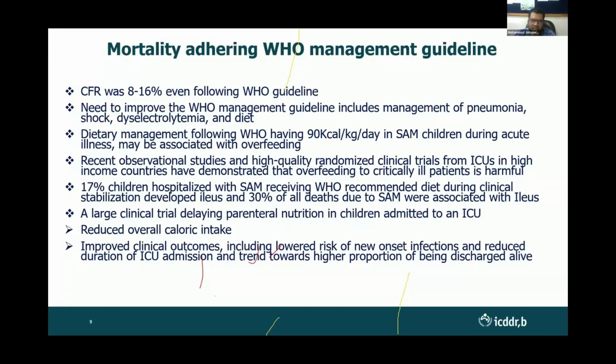Recent observations and a high-quality randomized trial from the ICU in high-income countries demonstrated that overfeeding critically ill patients is harmful. What we have found in a study in Bangladesh is that among children who were severely malnourished and still required admission to the ICU, 17% developed ileus, which is defined as the development of abdominal distension. If we perform an X-ray of the abdomen, we find gas-distended bowel loops with multiple fluid levels, which is very dangerous.